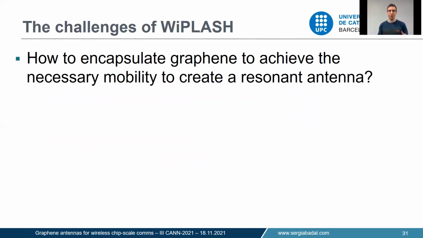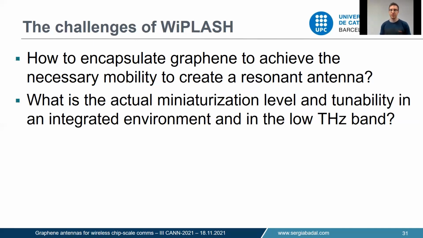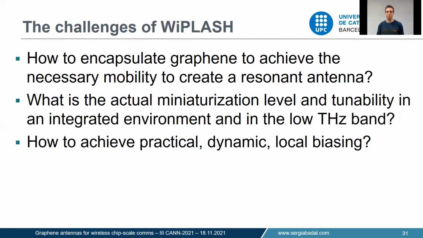From here, we envisage that there's a lot of work to do in this area. There are open questions that we need to research, like how to encapsulate graphene to achieve the necessary carrier mobility to create a resonant antenna, which is generally quite high. What is the actual miniaturization and tunability that we can achieve in an integrated environment, when we have the contacts, when everything is encapsulated, and so on? And when we go to the lower part of the terahertz band, which is the one that we envisage to use, how can we achieve practical dynamic and local biasing to achieve these metasurfaces or these reconfigurable antennas that need to bias the different elements individually?